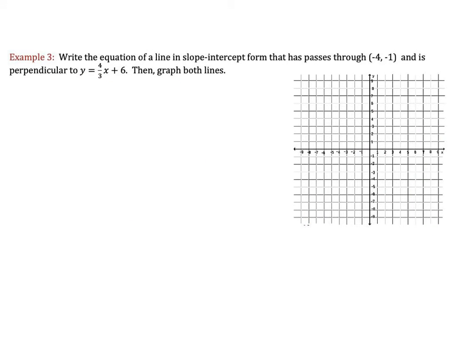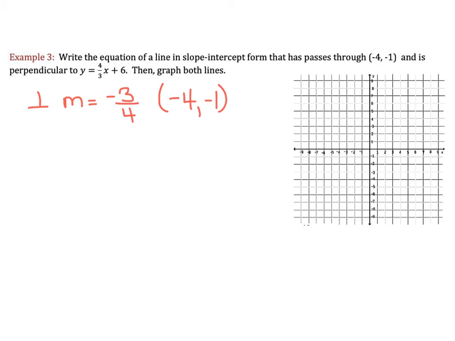Next, we are asked to write the equation in slope-intercept form of the line that passes through -4, -1, and is perpendicular to 4/3. So perpendicular means that the slope will be the opposite and the reciprocal, so it would be -3/4. And we're told it has to go through -4, -1.